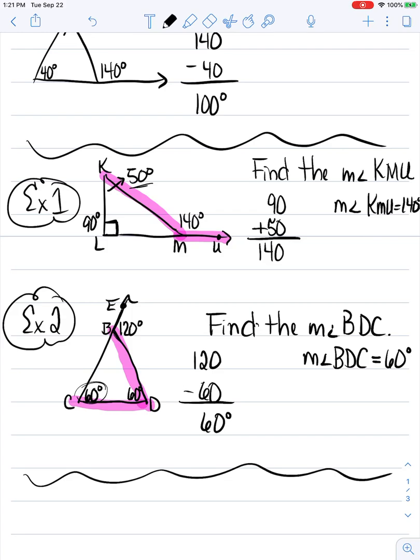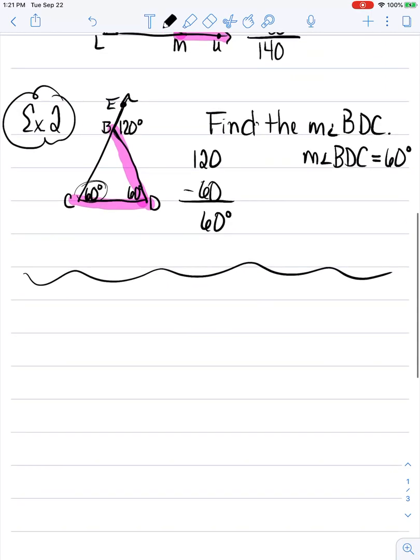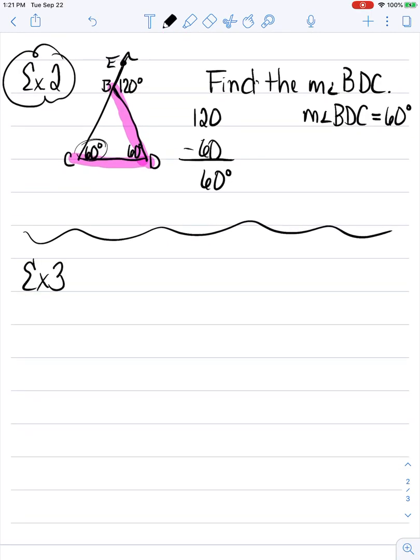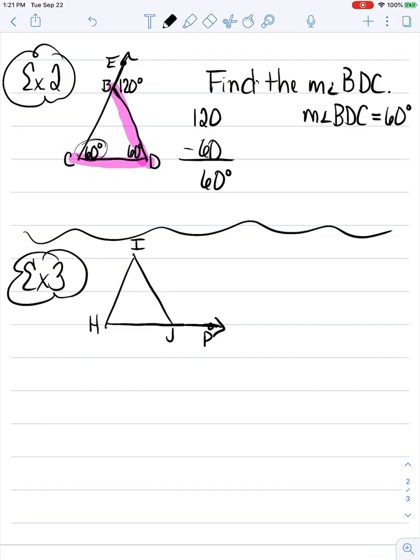Now let's take a look at how we can use this either to solve for x or find angle measures. Let's look at example 3. First let's draw our triangle. Let's label everything. I want the top to be I. This is going to be H, J, and P. I'm going to say this angle here is 5x plus 2. I'm going to say H is 6x plus 4.